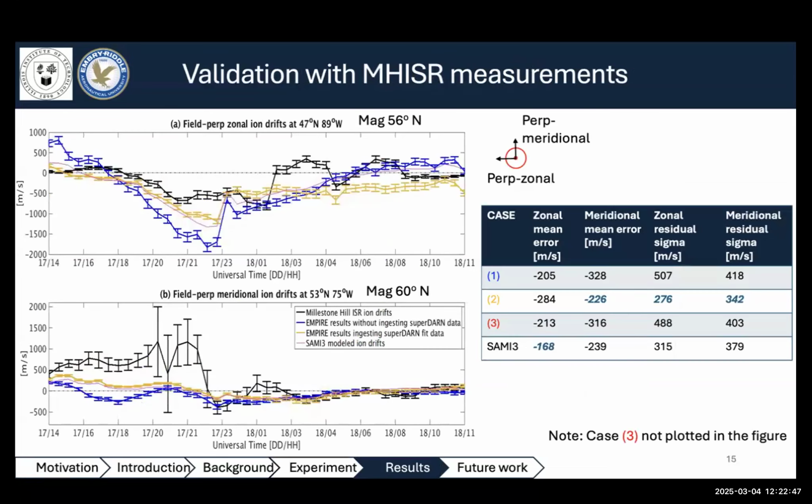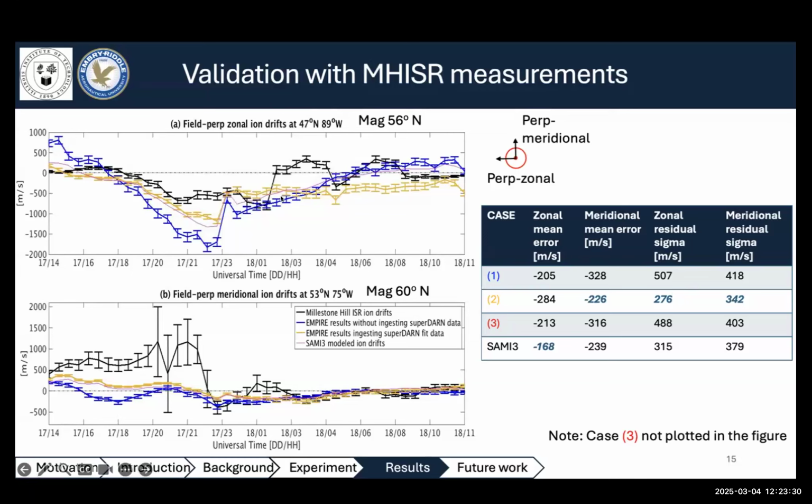So after the information is ingested and after the calculation, we analyze how EMPIRE calculates the ion drifts at mid to high latitudes. These two line plots show March 17th to 18th 11 UT. The top plot is the field perpendicular zonal ion drifts, and the bottom plot is the field perpendicular meridional ion drifts. Different colors represent different cases.